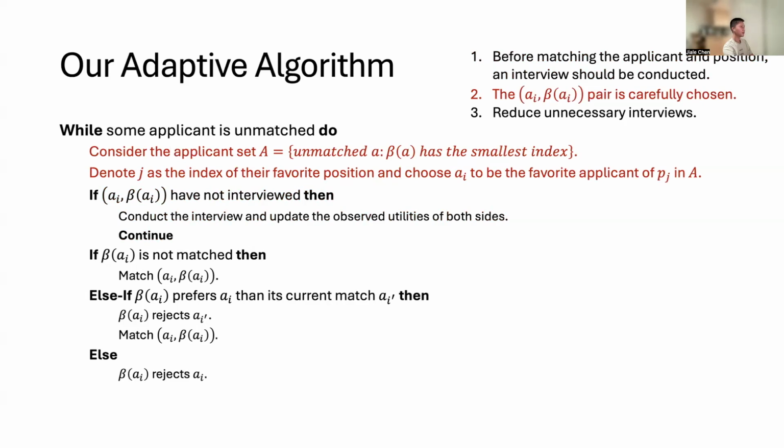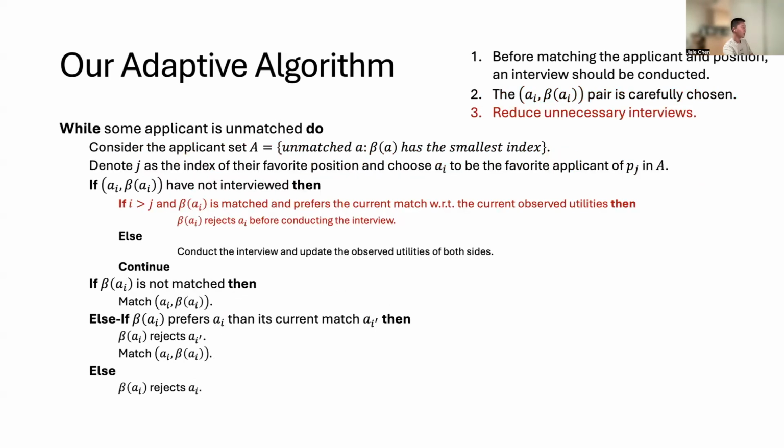For carefully choosing the applicant-position pair, we will consider the applicant set capital A, which is defined to be all those unmatched applicants such that beta of A has the smallest index. In other words, their most preferred position that hasn't rejected them has the largest publicly known value. And we denote J as the index of that position. The applicant in this round will be chosen as the favorite applicant of P sub J in the applicant set A.